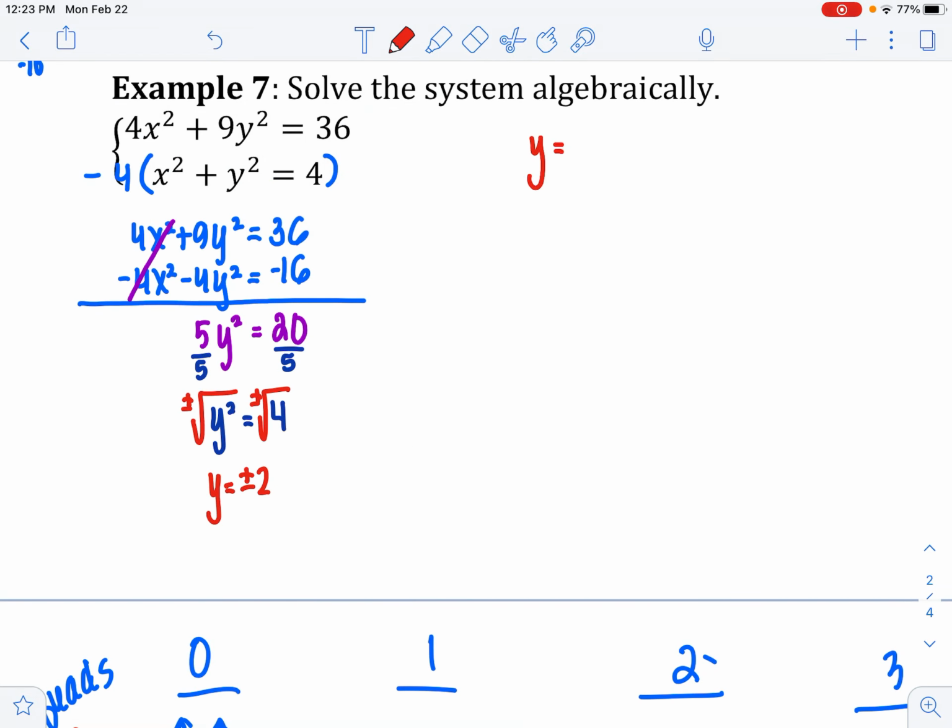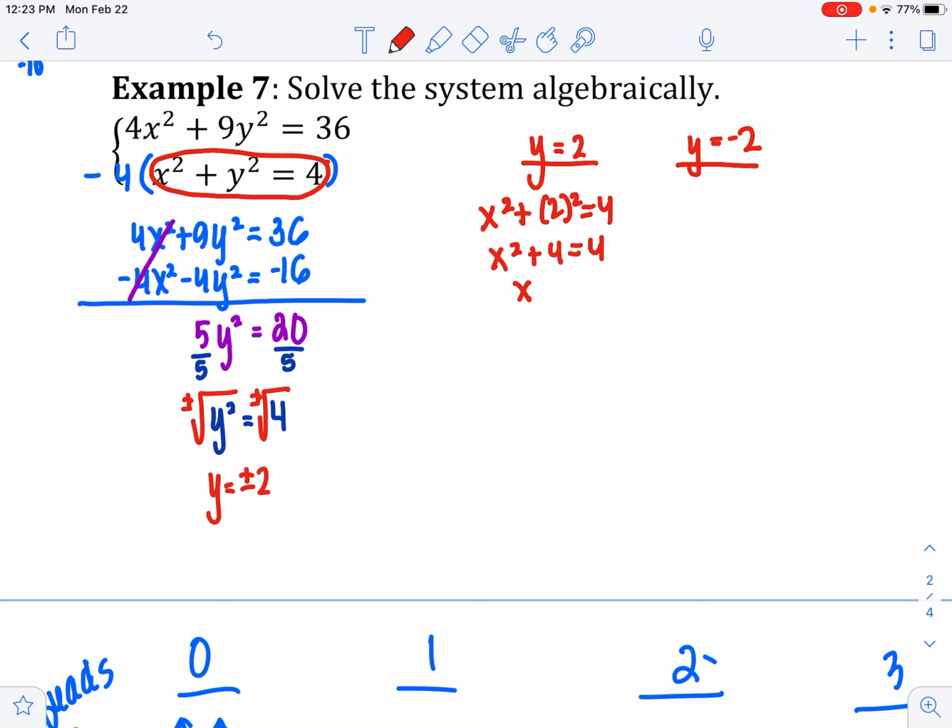Then square root to solve. Square root plus or minus. I have y is positive and negative 2. So I'm going to organize this. Y is 2. Y equals negative 2. It doesn't matter which one you plug it into. I'm going to plug it into this one because it just looks easier, right? It doesn't have coefficients. So I'm going to do x squared plus 2 squared equals 4. X squared plus 4 equals 4. X squared equals 0. Square root plus or minus, and I get 0.